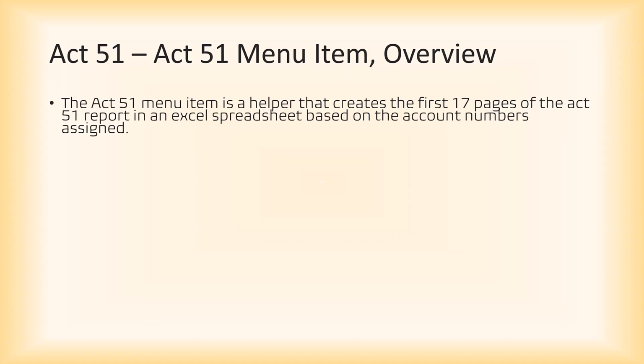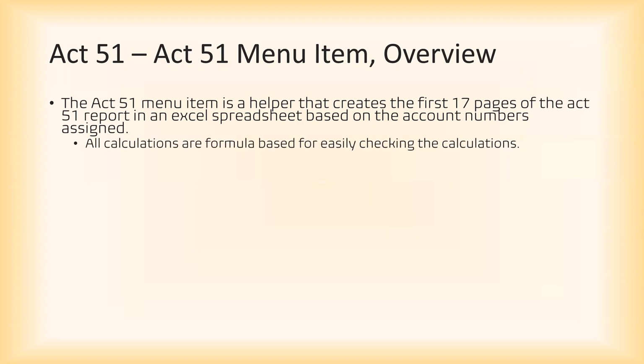So Act 51. We designed it as a helper that creates the first 17 pages of the Act 51 report in an Excel spreadsheet based on account numbers that have Act 51 lines assigned to them. All our calculations are formula based for easily checking the calculations. Behind the scenes, in our code we're making them Excel formulas, so in the Excel document you'll see equal sums instead of just a number. So if you need to change anything, you can.